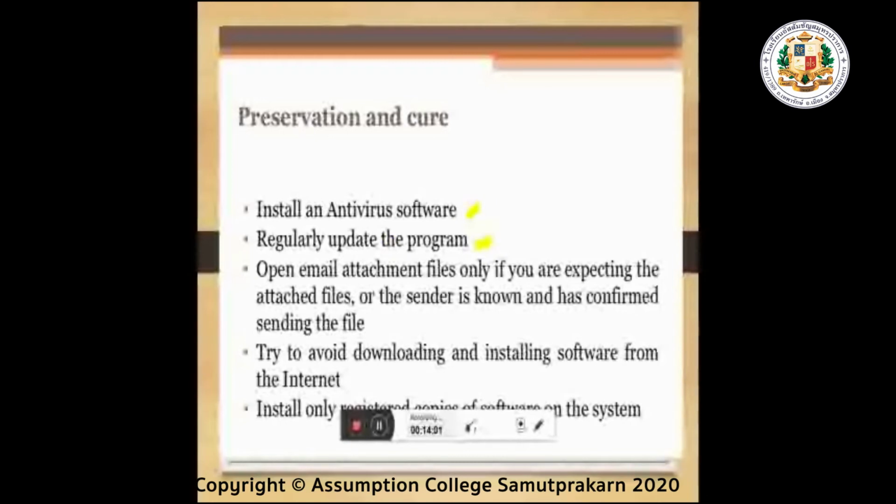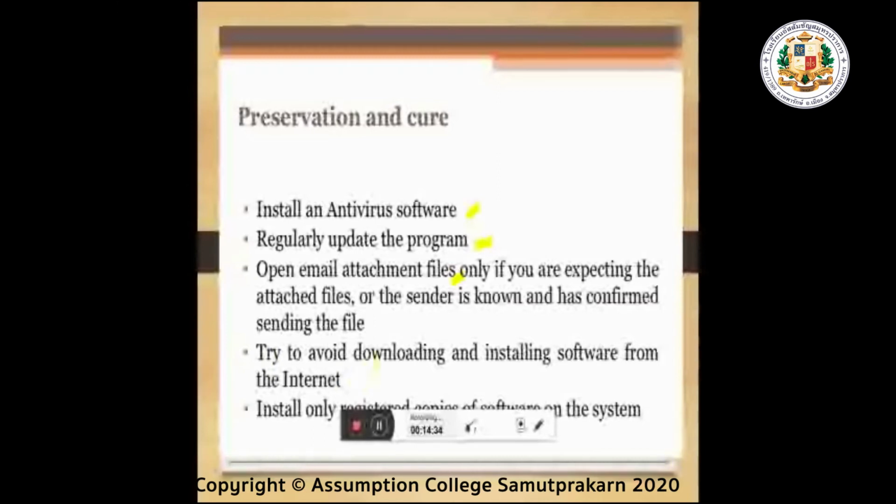Next, you can regulate the update of programs. If your computer is genuine, has genuine files, there will be notifications for updates, so you can do it regularly. And you can also avoid opening attached files, especially if you're not confident that the source or the sender is trustworthy.